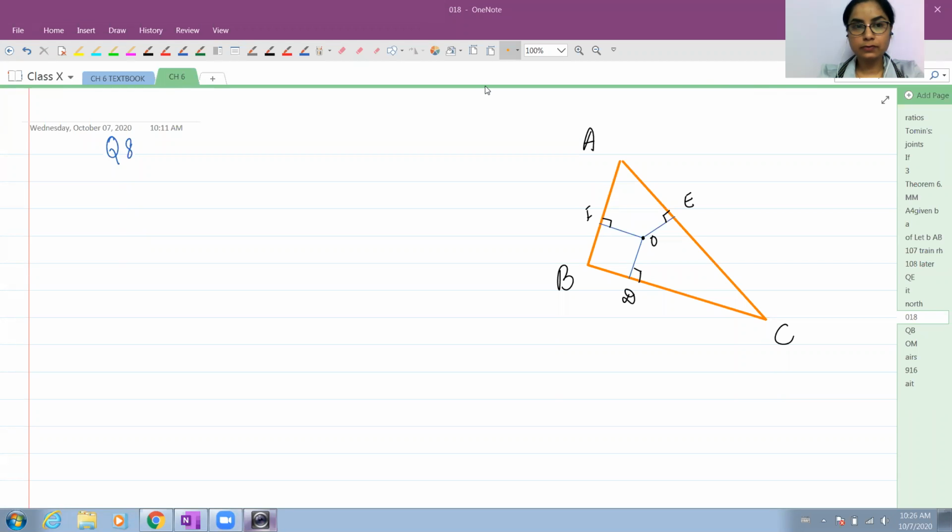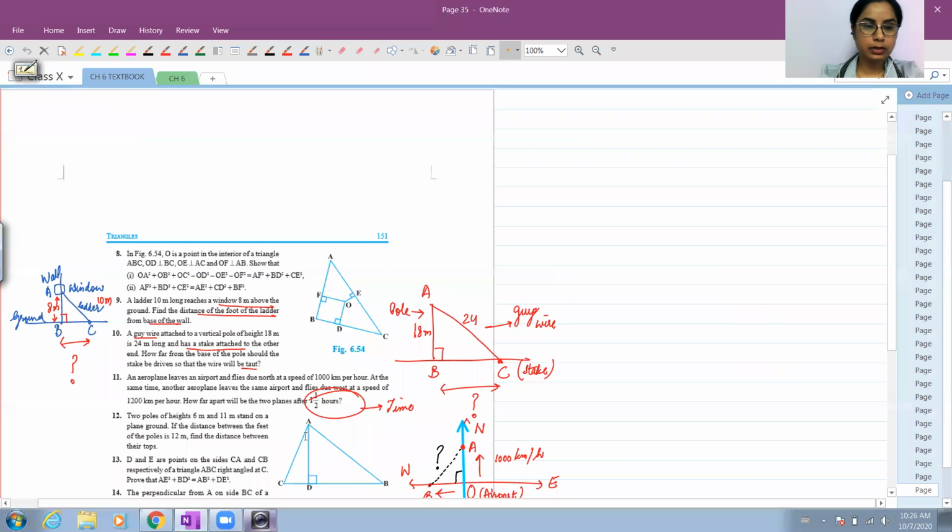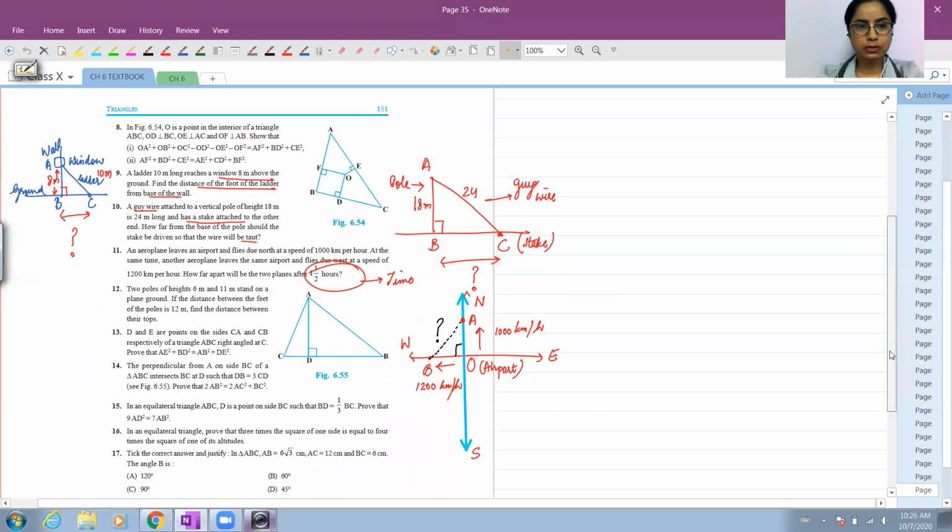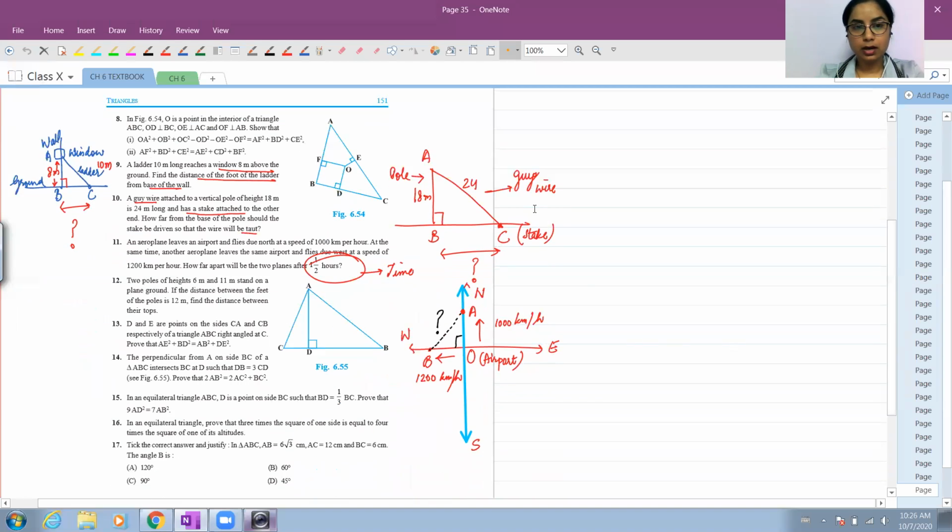Okay, this is where we left last week. We have done till question number 11th, out of which we have actually left question number 8th. I would like to do question number 12th first, and then we will get back to the left two questions. Question number 12th, which is also an application of Pythagoras theorem.